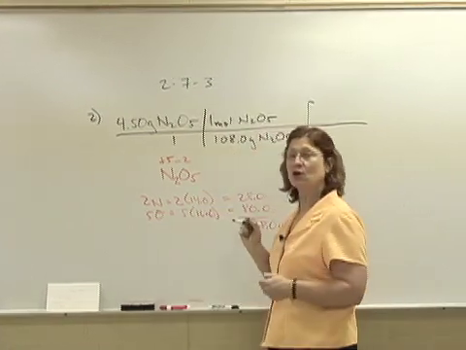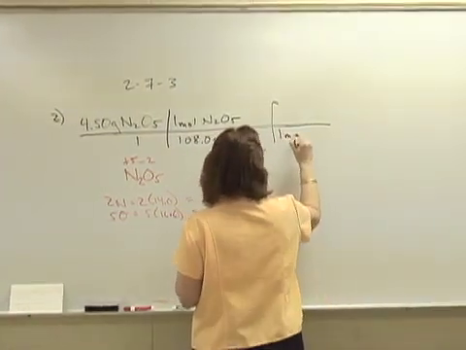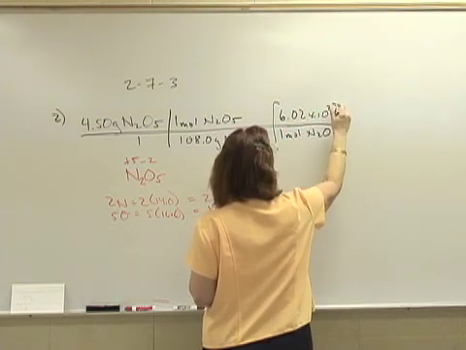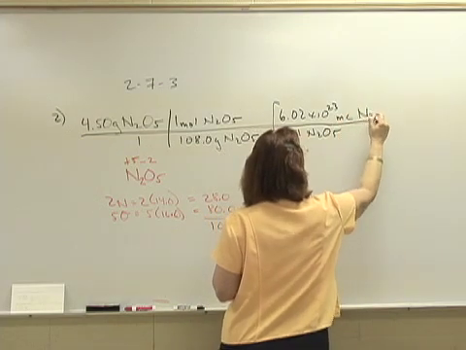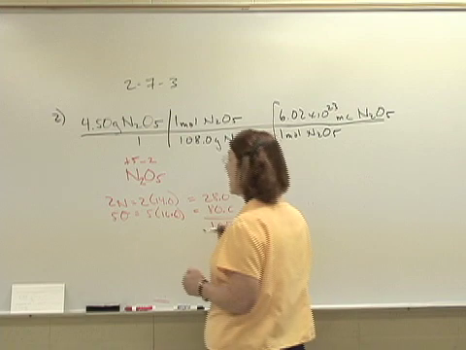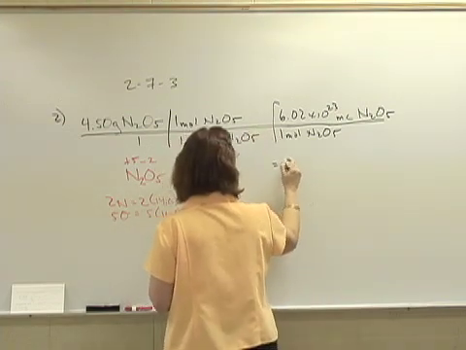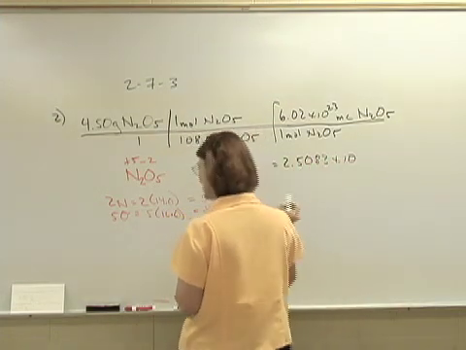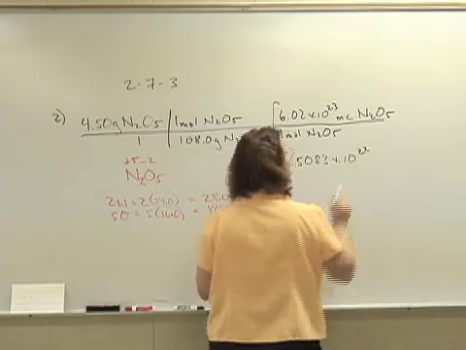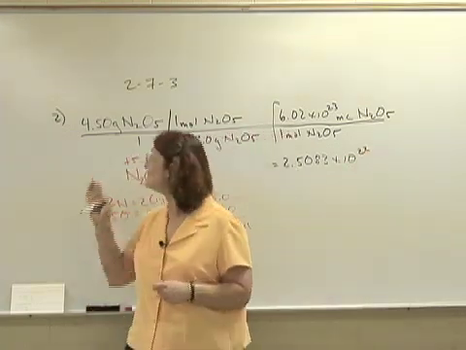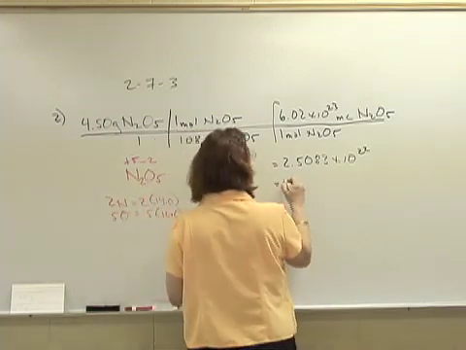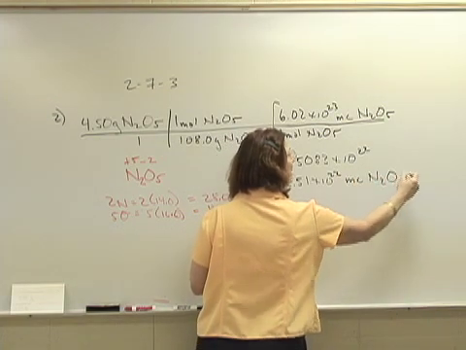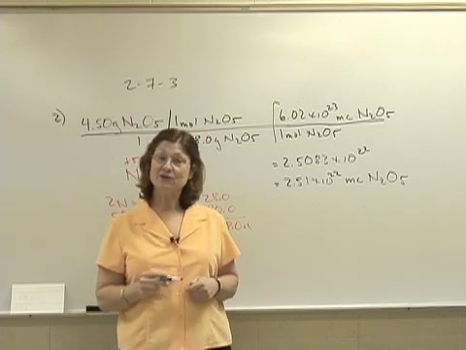And from moles, then I can go on to my molecules. 1 mole of any compound is always Avogadro's number of molecules of nitrogen 5 oxide. And then when I do the math, I get 2.5083 times 10 to the 22nd. I go back to my original problem, and I have 3 significant digits, and therefore my answer needs 3 significant digits, molecules of nitrogen 5 oxide. And that's how I do number 2.